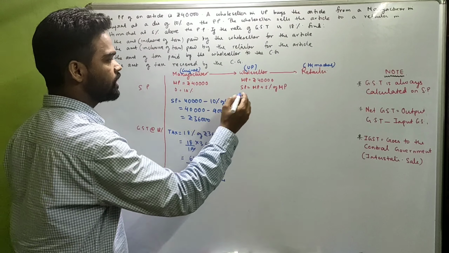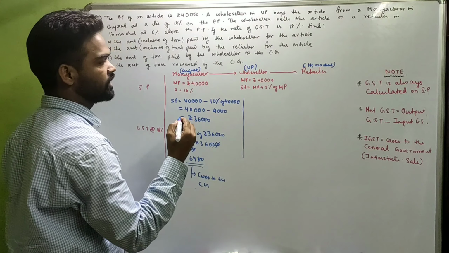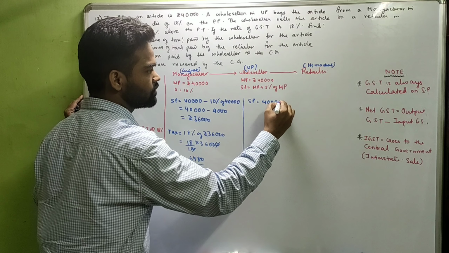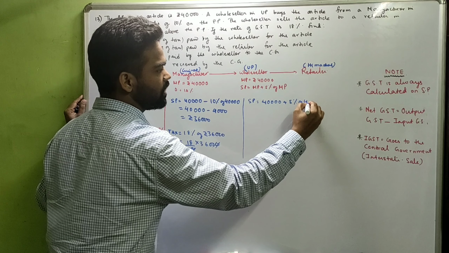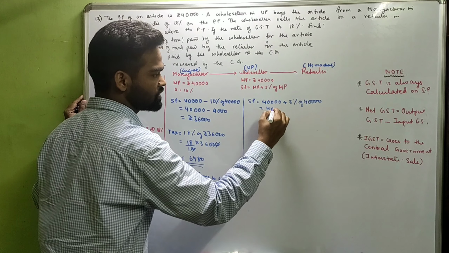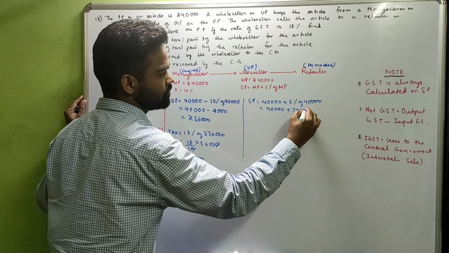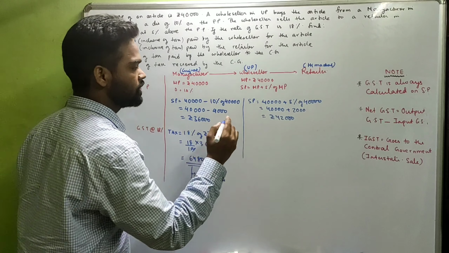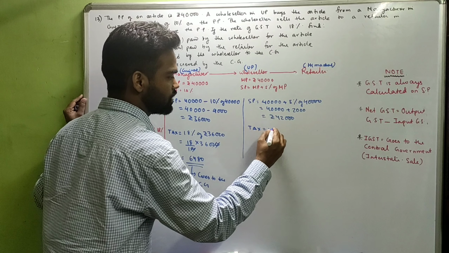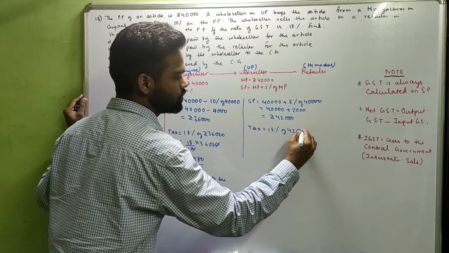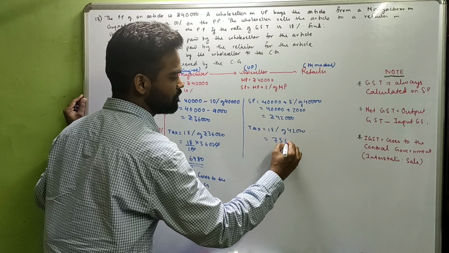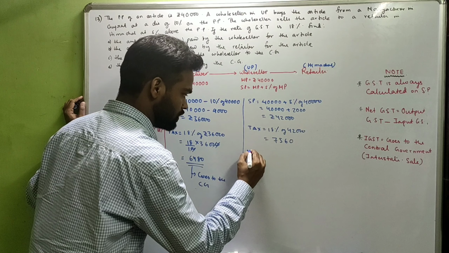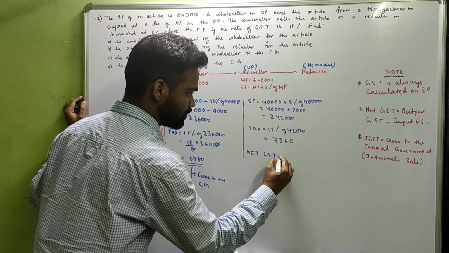I told you this is a case of integrated GST. Am I clear? Now for the wholesaler, let us see. First find the SP. So the SP is mark price plus 5% of mark price, isn't it? They have told in the sum. So that's 40,000 plus 2,000. That's rupees 42,000. Now find the tax. This is 18% of 42,000. That's 7,560. Am I clear? And this over here, see, net GST will be what?